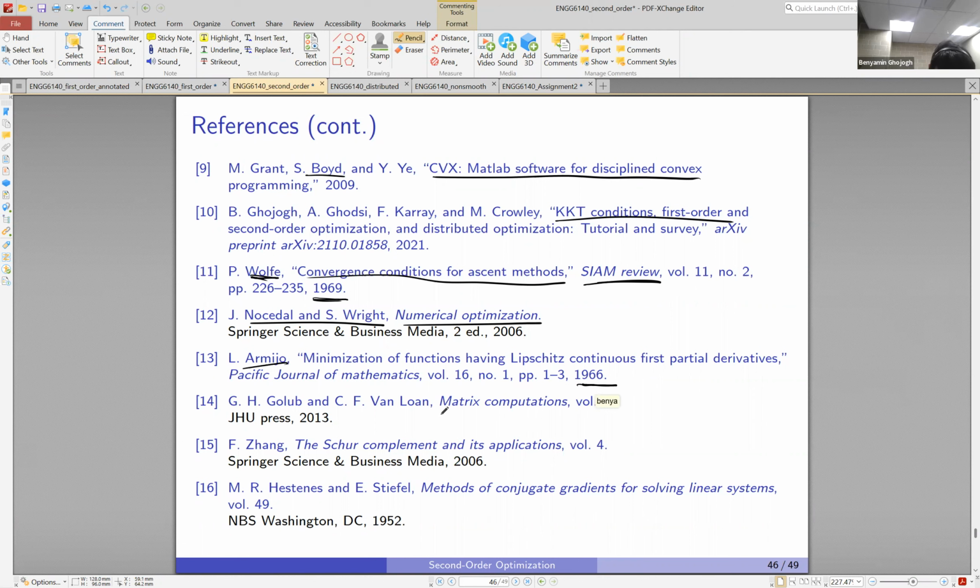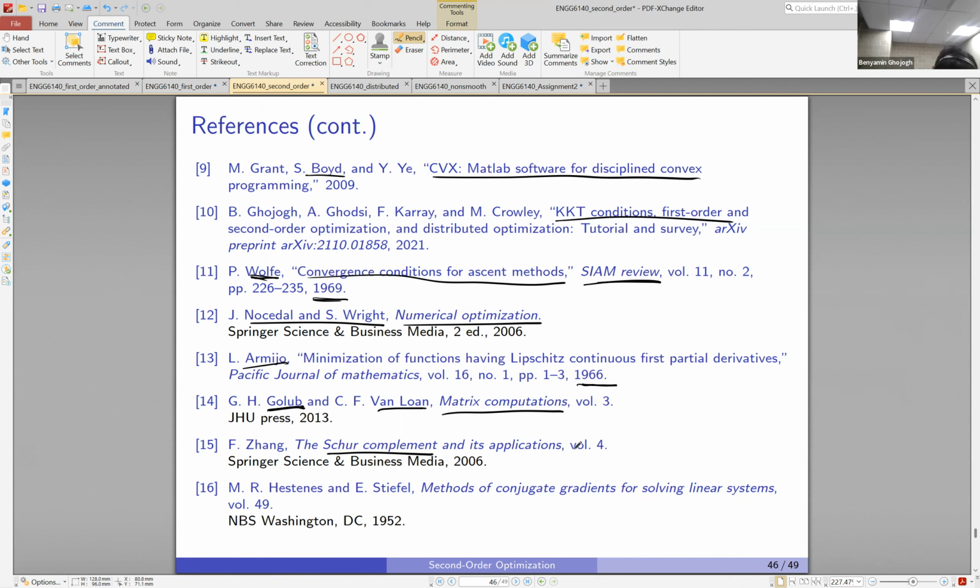Also, we have an important book on matrix computations, which also talks about the matrix decompositions, such as Cholesky decompositions, LU, and these things. You can look up Golub and Van Loan, Matrix Computations, from Johns Hopkins University Press. Also, we have the Schur complement and its applications.